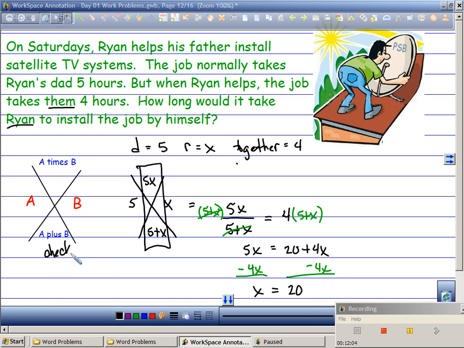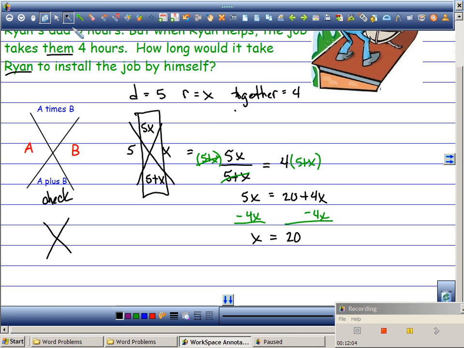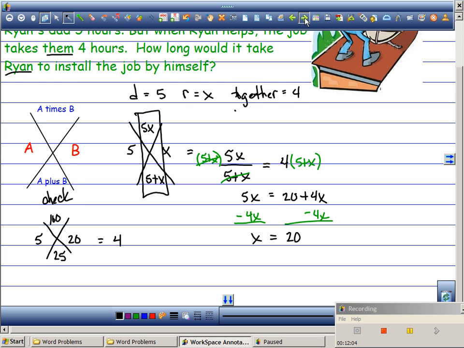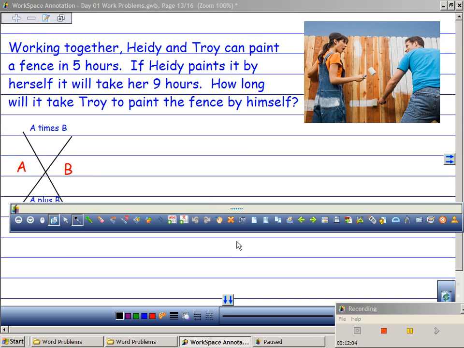We better double check and make sure we did that right. Let's check it. It takes Ryan's dad 5, and it takes Ryan 20, and when they do it together it takes 4, correct? What's 5 times 20? 100. What's 5 plus 20? 25. What's 100 divided by 25? 4. Does it work? He's just slow, right? This one's my favorite.